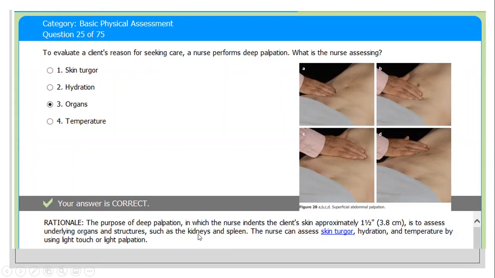So if the kidney is palpable, we call it a palpable kidney. And if the spleen is palpable because of enlargement, we call it splenomegaly. The nurse can assess skin turgor, dehydration, and temperature by using light touch or light palpation.